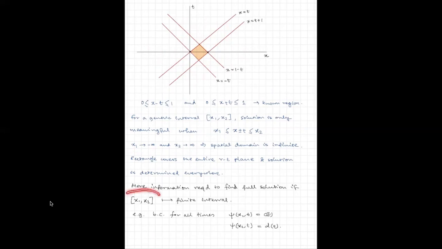Suppose we had a finite interval. In that case, there would be more information required to find what the full solution is. For example, you would need boundary conditions at all times. So psi of x1 and t would be some c of t, and psi at x2 and t would be equal to some d of t. So let's look at one such example and try to clarify this.